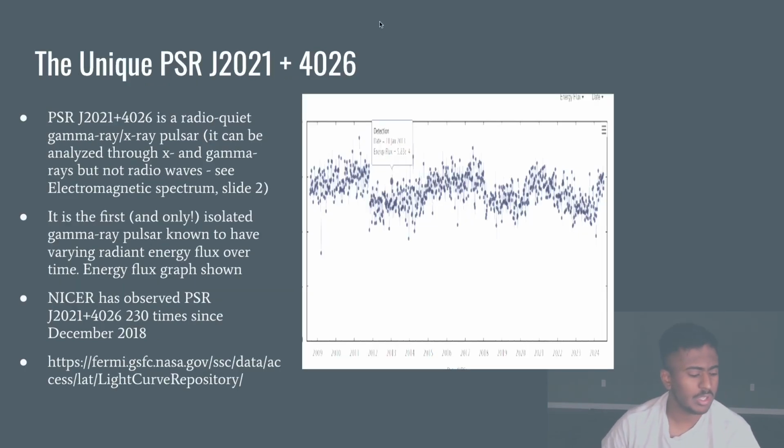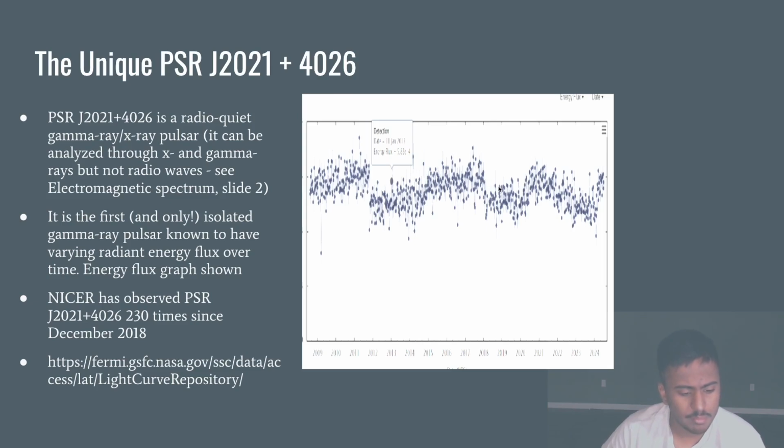Now, we look at the unique pulsar called PSR J2021+4026. This is a radio quiet gamma ray / X-ray pulsar. That means it can be analyzed through X-rays and gamma rays, which it emits, but it does not emit radio waves. This is the first and only isolated gamma ray pulsar known to have varying radiant energy flux over time. So it goes up and down, it changes, does not stay the same. The graph of the energy flux over time is shown.